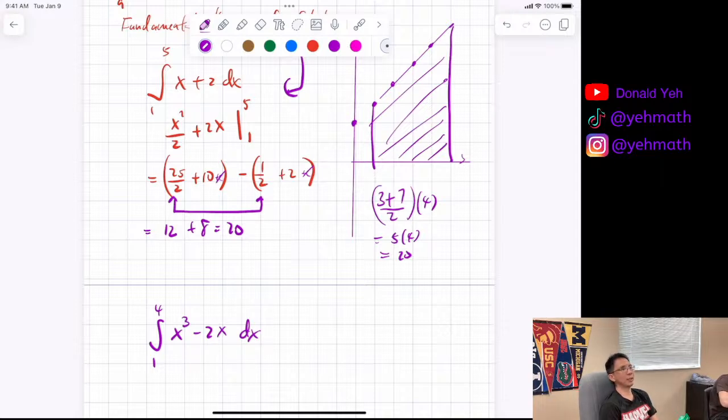Why are you guys using calculator? There's no calculated question. You don't know what 4 to the 3rd power is? Or 4 to the 4th power?